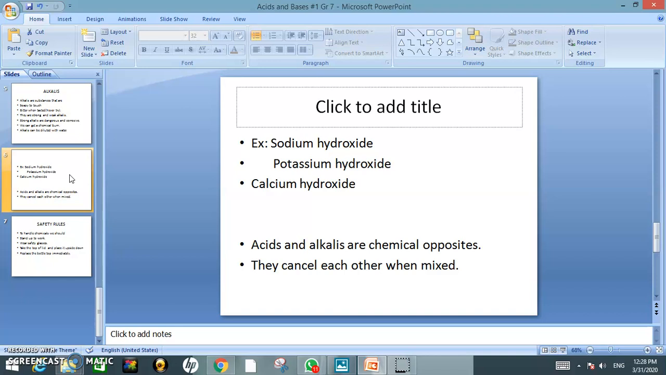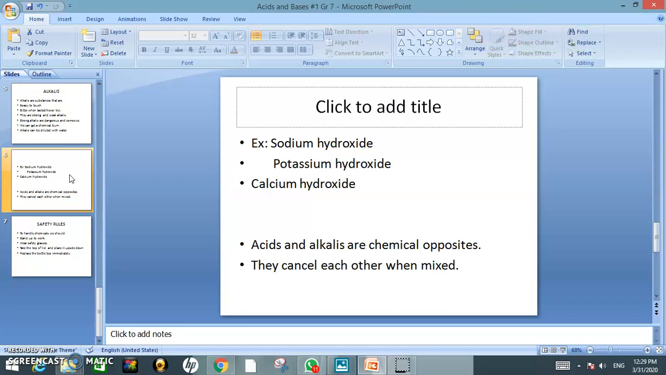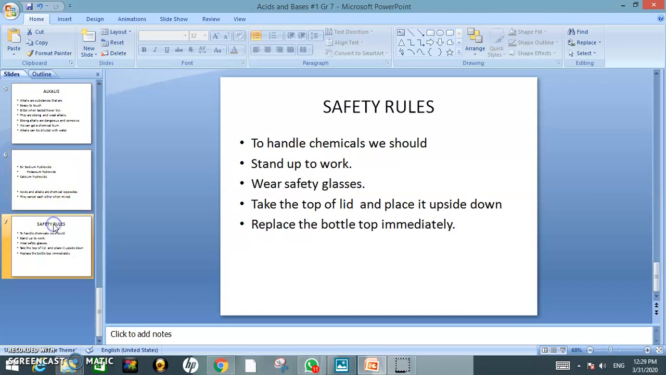And now we come to the point that acids and alkalis are chemical opposites. Okay, chemically they are opposites. So, when they are opposites, they will obviously cancel each other when mixed. It's the same as having +5 and -5. When you put them together, it will be 0. So, the same principle applies when acids and alkalis are mixed together, which we will do in the next lesson on neutralization. Neutral means 0. You can take it from living examples also in life. They will cancel each other when mixed.